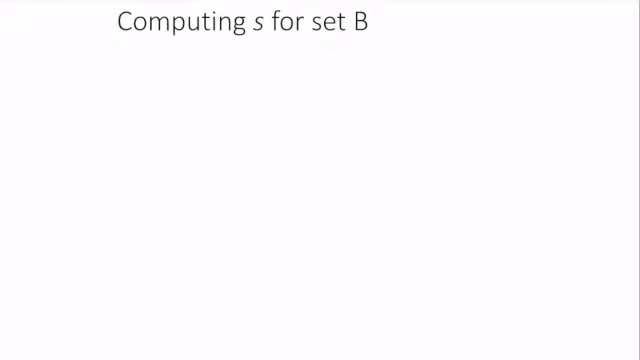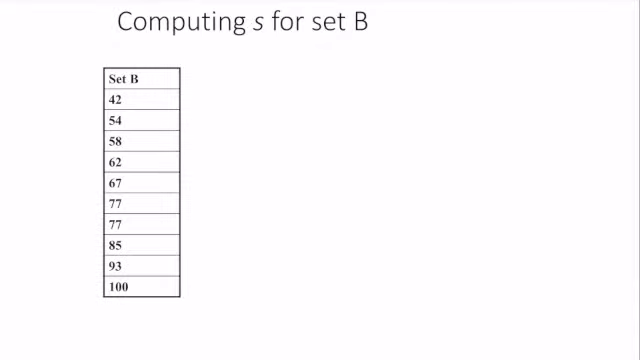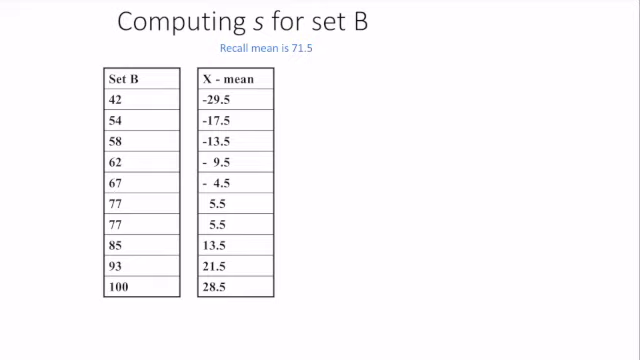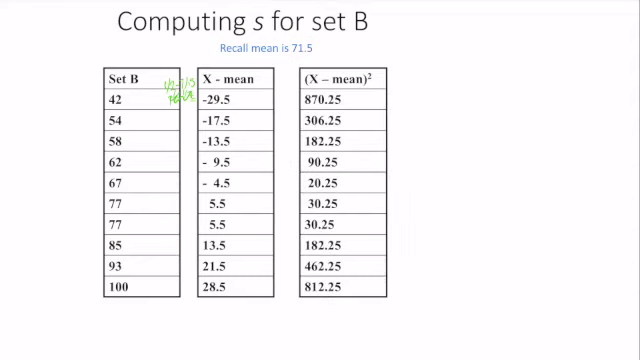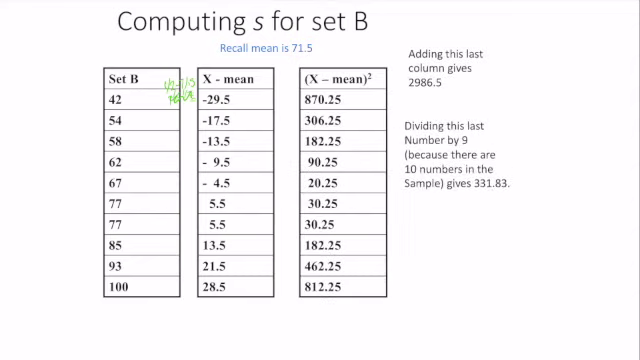Now for set B, again, we take our data value minus our mean. So in this case, it would be 42 minus 71.5, which gives us a negative 29.5. We square it to get them all positive. We take the sum, we divide by our sample size minus 1. That gives us a variance, which when we take the square root, gives us a standard deviation of 18.2.